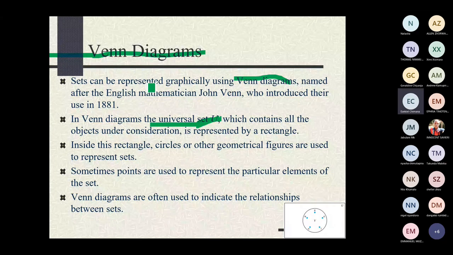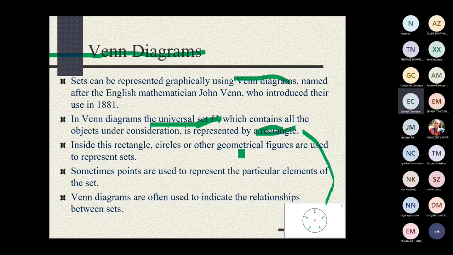is represented by a rectangle. This rectangle that we have here will be representing this U, the universal set. So anything that comes inside here will be a subset of what? Of the universal set.